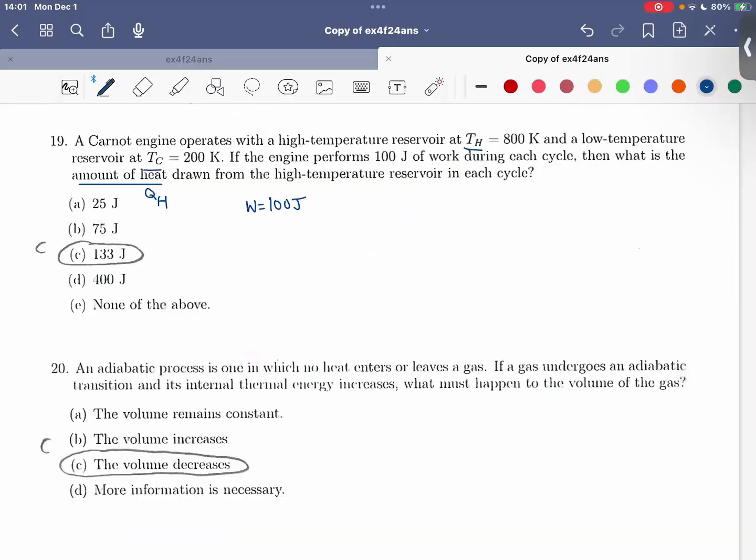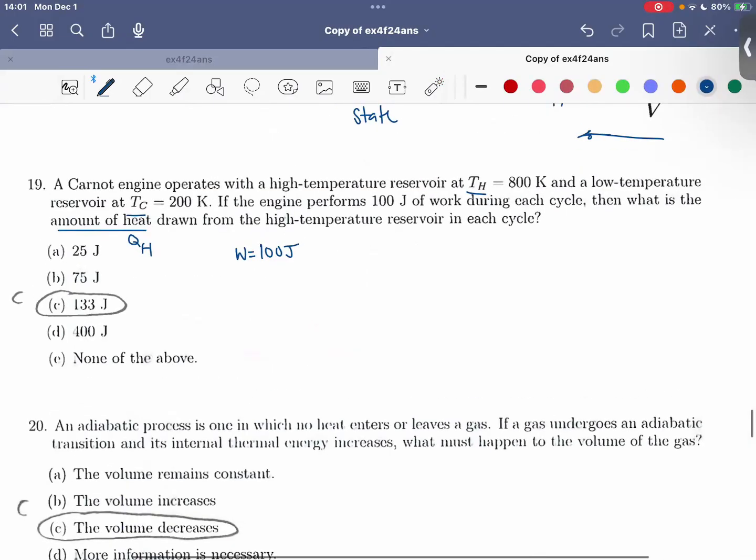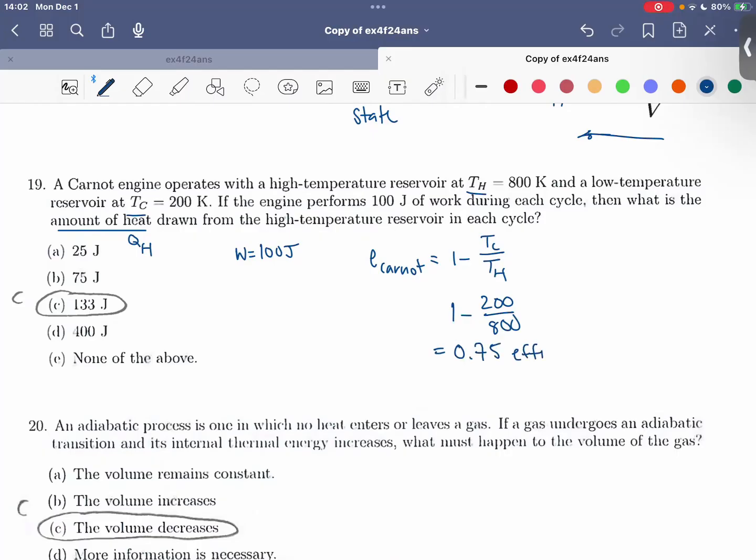So let's just set up the efficiency equation. E Carnot is equal to 1 minus TC over TH. Okay, and so when you solve for it, you have 1 minus 200 over 800, which is equal to 0.75 efficiency.